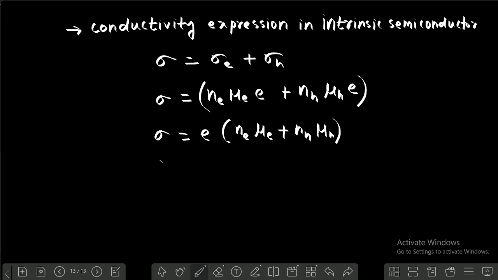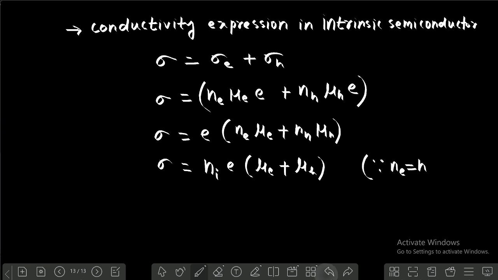Now here, Ne and NH are equal actually, so I can take common Ni. I take common Ni into E times (mu E plus mu H). So I'll write here what I considered. Ne and NH are both basically equal in intrinsic semiconductor, and that I am considering as Ni.